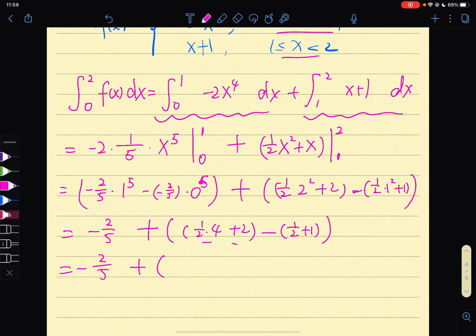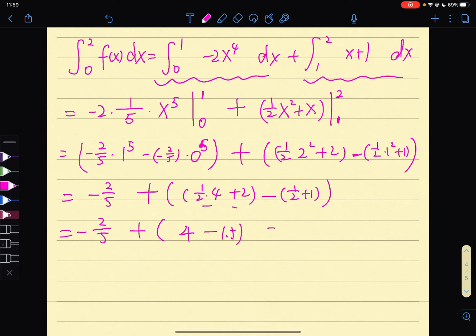The second part is 1/2 times 4 plus 2 minus 1/2 plus 1, which is -2 over 5, plus we have 2 plus 2, which is 4, minus 1.5. So you have -0.4 added to 2.5, which is positive 2.1.